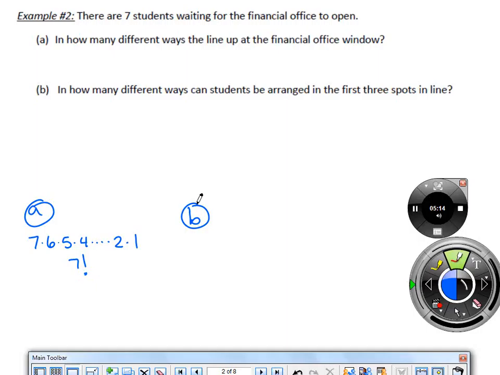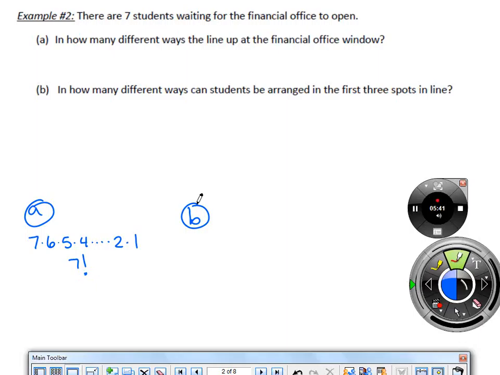Okay? How many different ways could you choose the first person in line? 7 different ways because there are 7 people. Okay? Once you've established the first person in line, how many ways could you choose the second person in line? 6, because you don't have 7 options anymore because one has been established as the first person in line. How many different ways can you establish the third person in line?